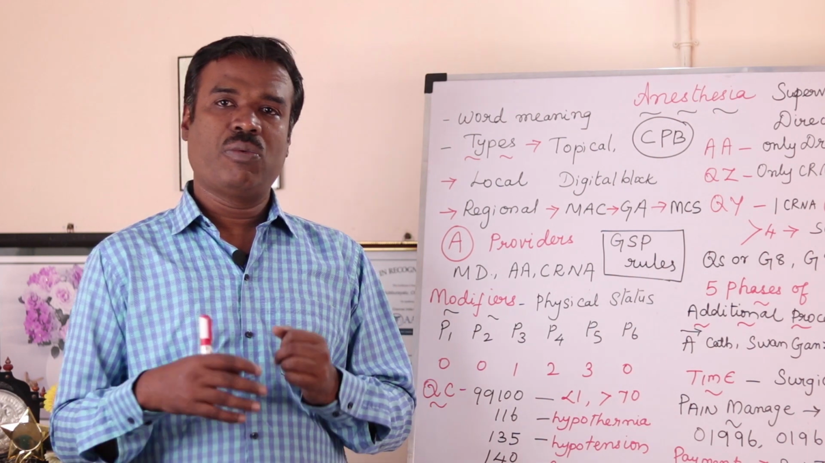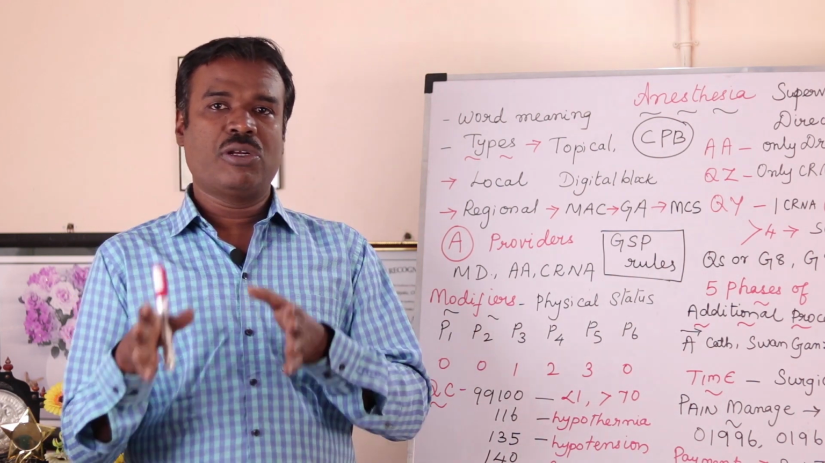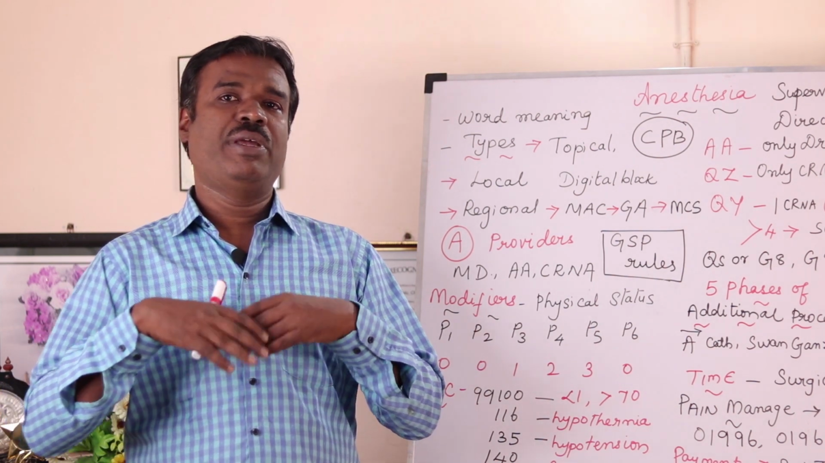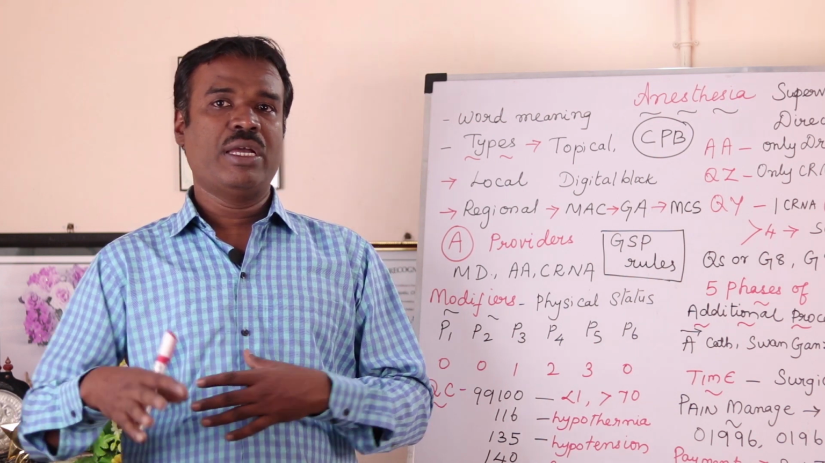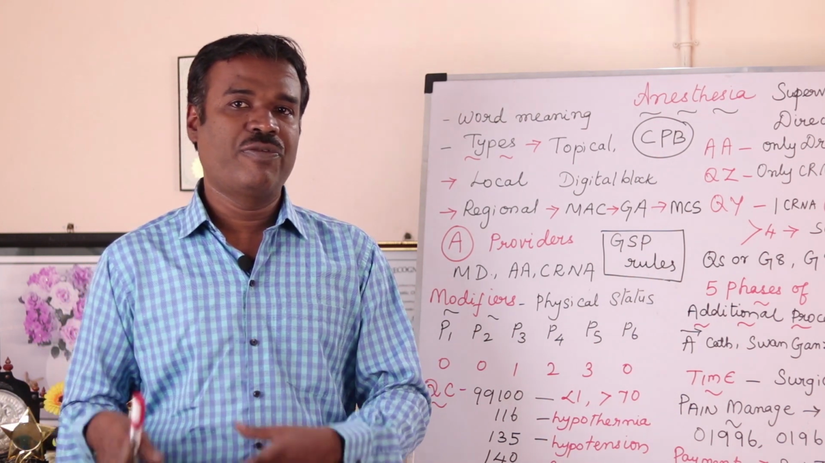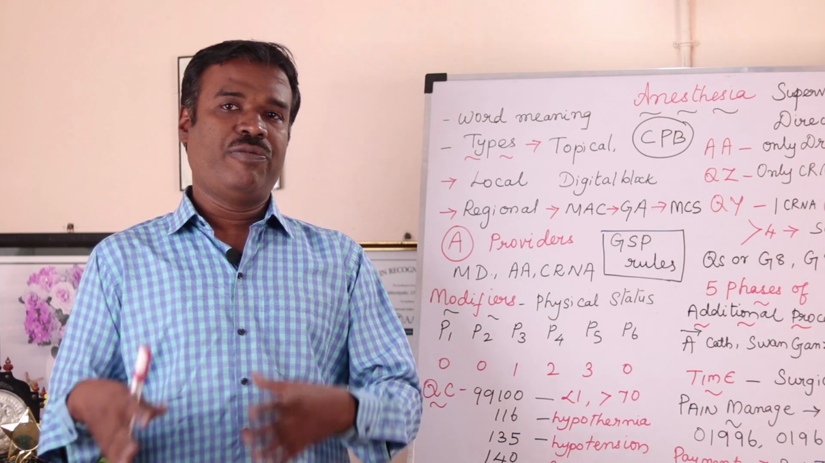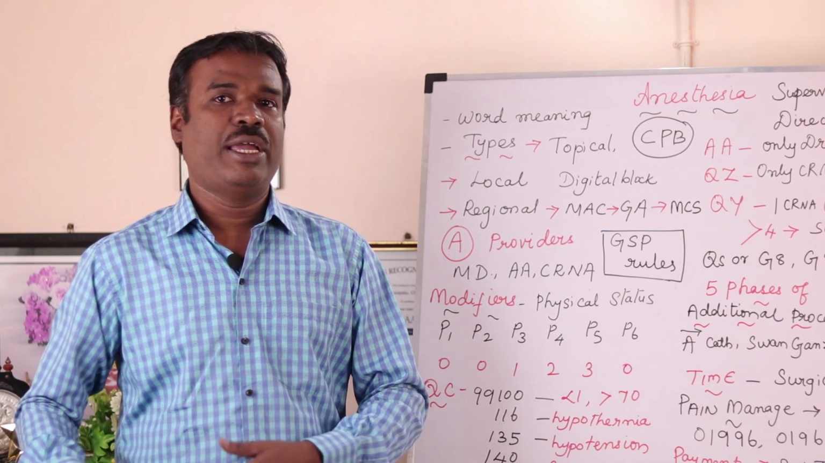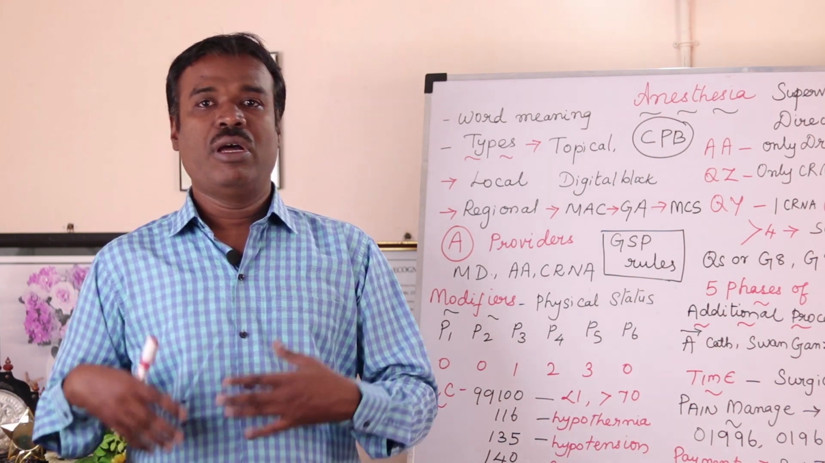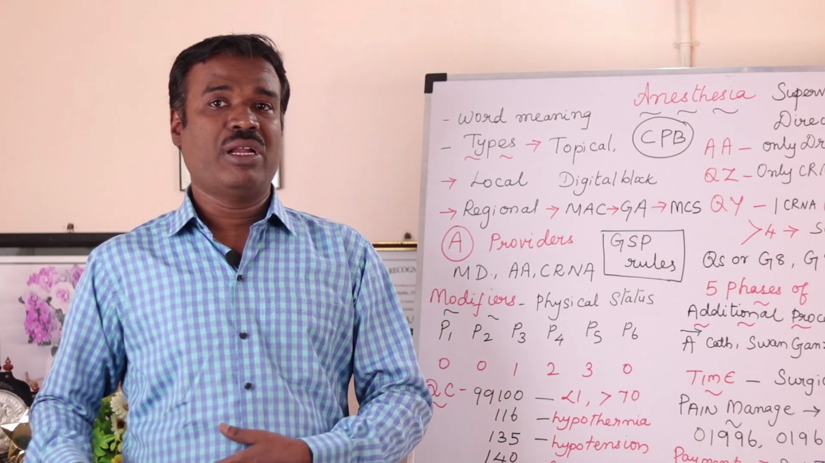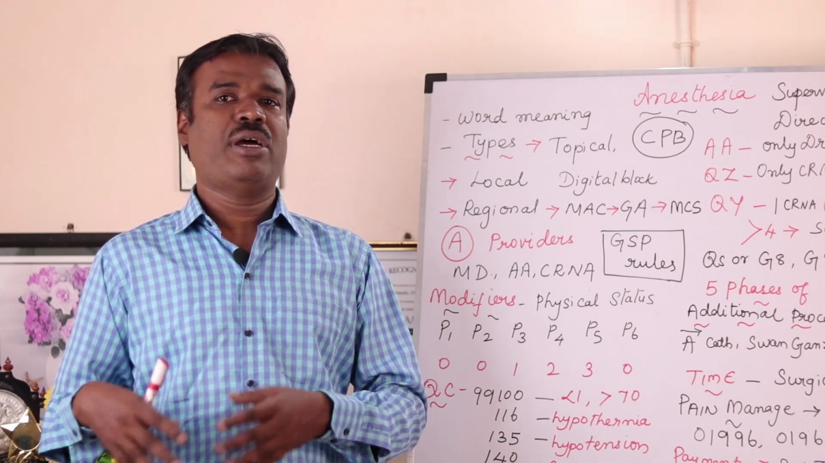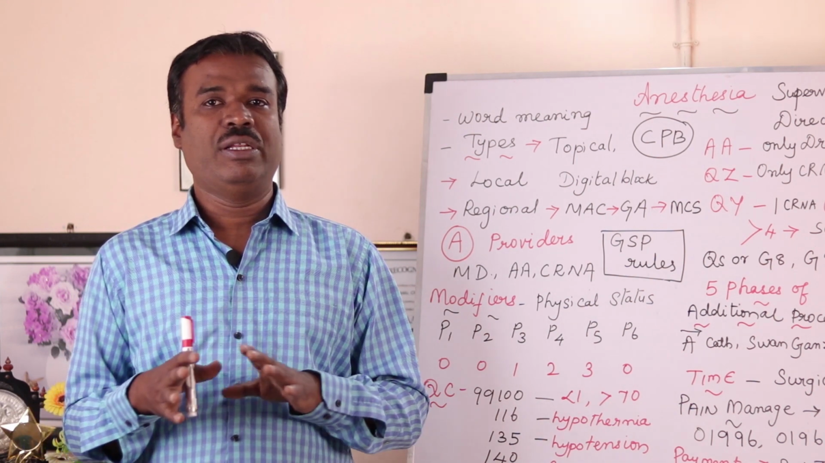In a regional block, what happens is a particular organ or a region is sedated, okay, so that the patient does not feel any sensation in those organs. Say for example, the patient is given a regional block on the right lower extremity. His right lower extremity does not feel the senses.